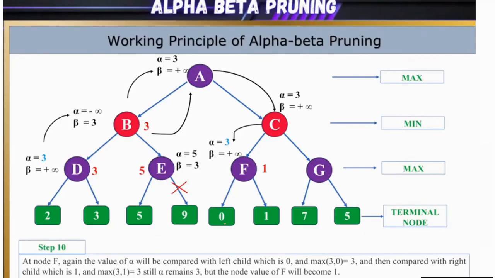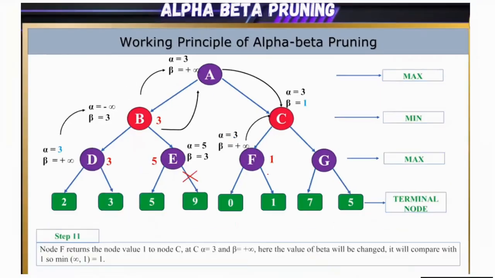First comparing with the left 0, then next we are comparing with the 3 and 1. Left this 3 and 1 compared. So then 3 and 1 compare also, maximum is 3 only. So alpha remains 3, beta will be remaining plus infinity. And F value will be 1. Why? Because 0 and 1 maximum is 1. So F value will be 1.